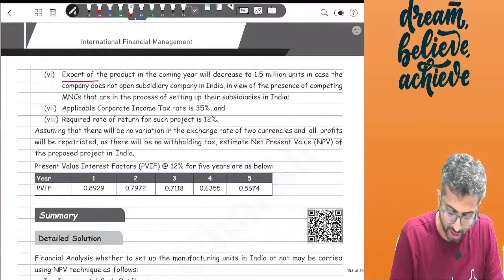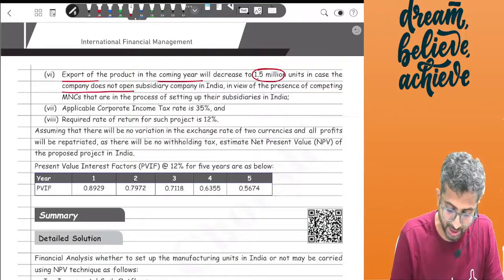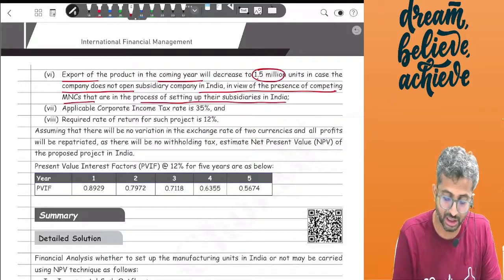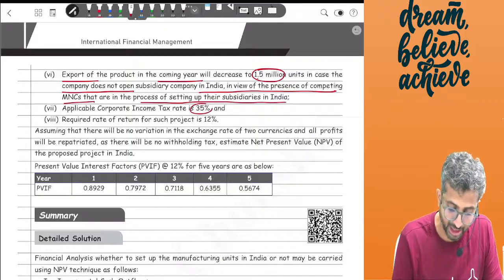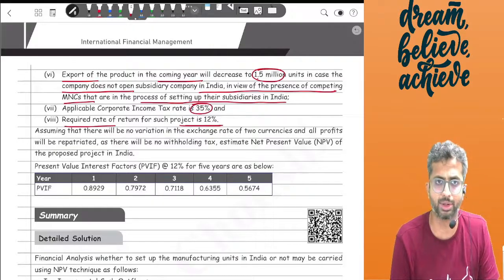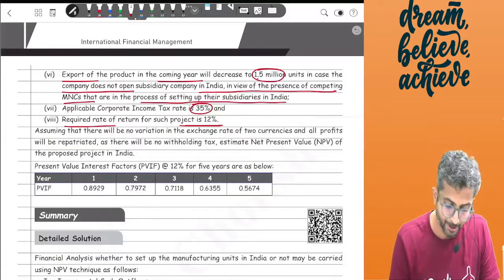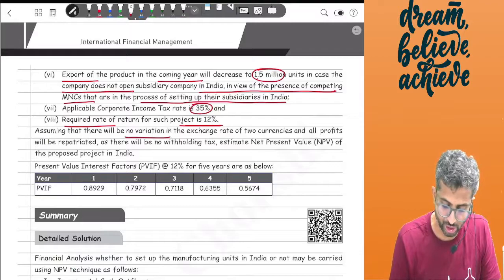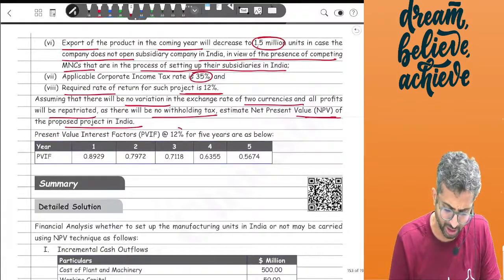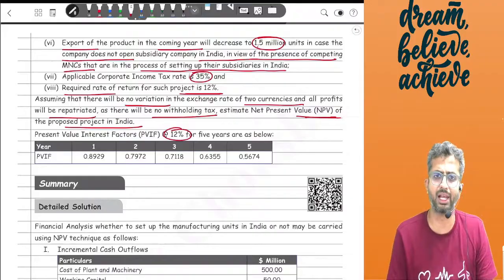Export of the product in the coming year will decrease to 1.5 million units in case the company does not open the subsidiary in India, in view of the presence of competing MNCs that are in the process of setting up subsidiaries. The applicable tax rate is 35% and the required rate of return for such a project is 12%. So this data is given to us. Assuming there will be no variation in exchange rates of the two currencies and all profits will be repatriated and no withholding tax, estimate the NPV of the proposed project in India. You have been given the 12% factors, 5 values are given.